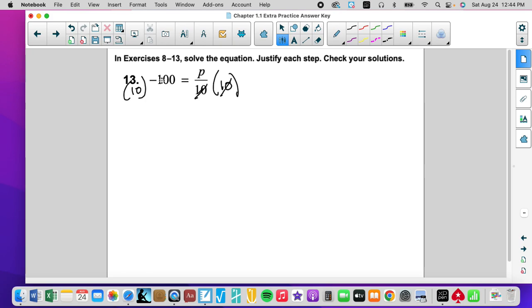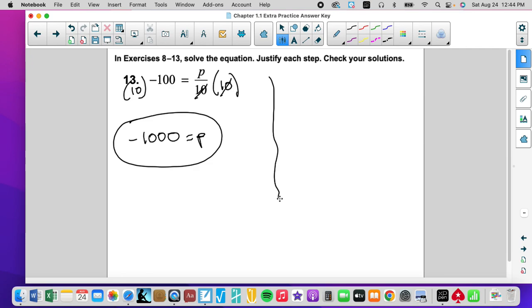And 10 times negative 100. 10 times 100 is 1,000. A positive times a negative is a negative. In 8th grade, you should know those negatives and positives and products of signs.